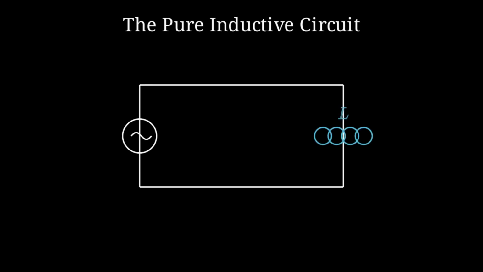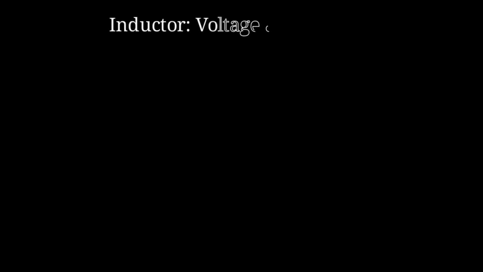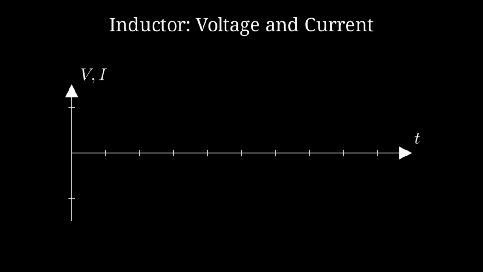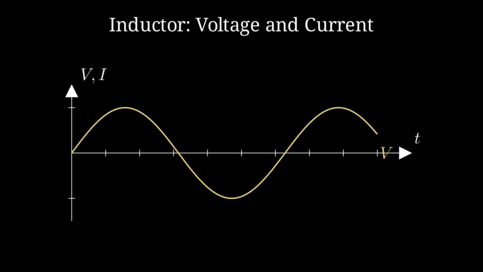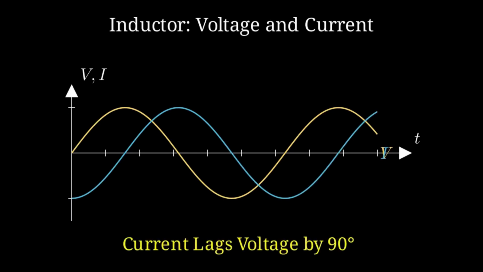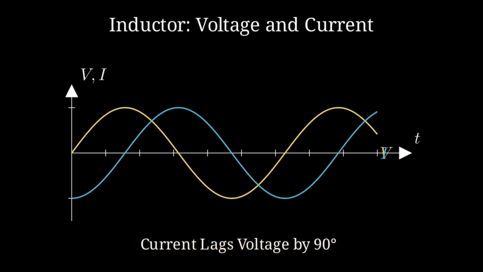In this ideal scenario, we assume the wire has zero resistance. The inductor opposes changes in current by generating a back electromotive force, or back EMF, based on Faraday's law. In a pure inductor, the current does not rise instantly. Because the inductor resists the change, the current peaks 1/4 of a cycle after the voltage. We say that the current lags the voltage by a phase angle of 90 degrees.